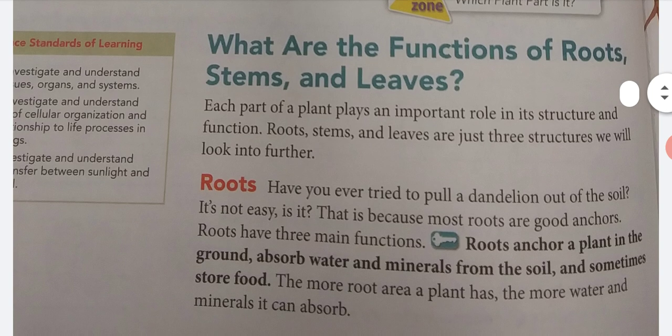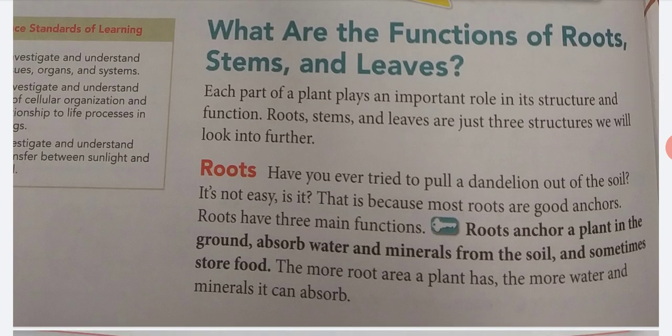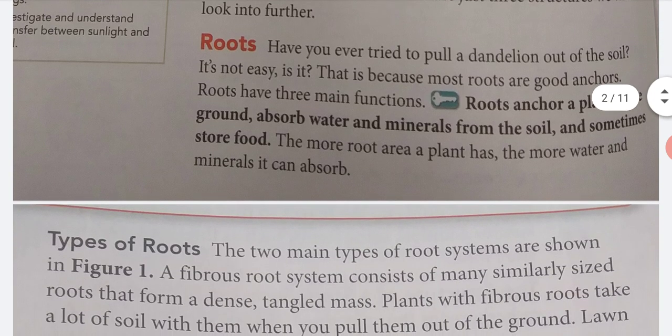What are the functions of roots, stems, and leaves? Each part of a plant plays an important role in its structure and function. Roots, stems, and leaves are just 3 structures we will look into. Roots. Have you ever tried to pull a dandelion out of the soil? It's not easy, is it? That is because most roots are good anchors. Roots have 3 main functions. Roots anchor a plant in the ground, absorb water and minerals from the soil, and sometimes store food. The more root area a plant has, the more water and minerals it can absorb.